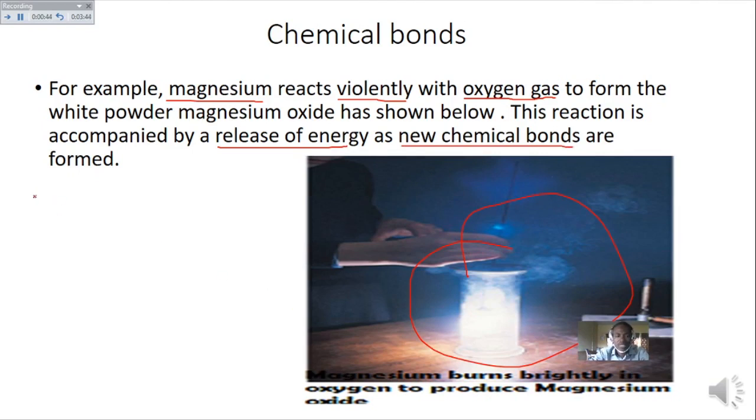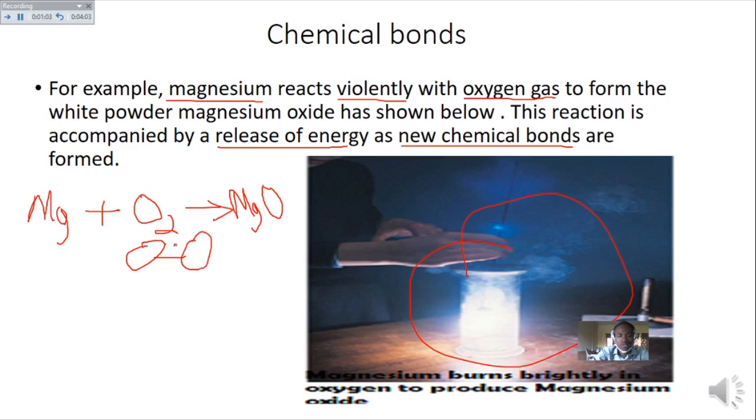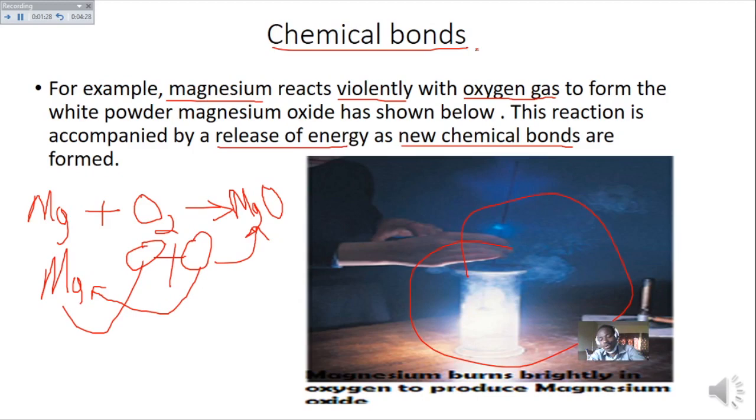Now, you need to understand that when you combine magnesium with oxygen gas, it is going to form MgO. There will be a breaking of bonds between the oxygen atoms, then the atoms rearrange, and the combination of these particular atoms forms what we call magnesium oxide. In that case, what happened? New chemical bonds are formed, and that's what is happening here. Therefore, that takes us to our topic. The topic is going to be chemical bonds.